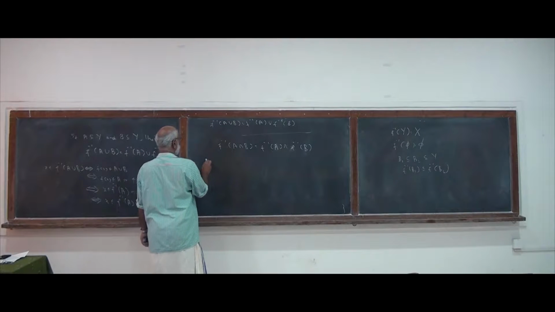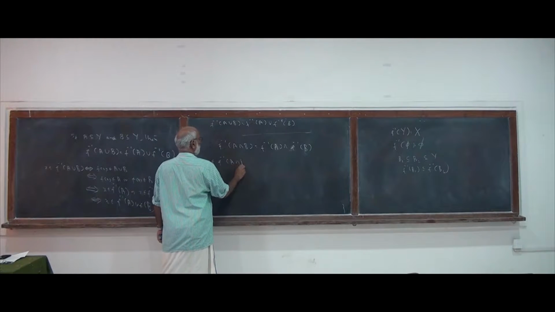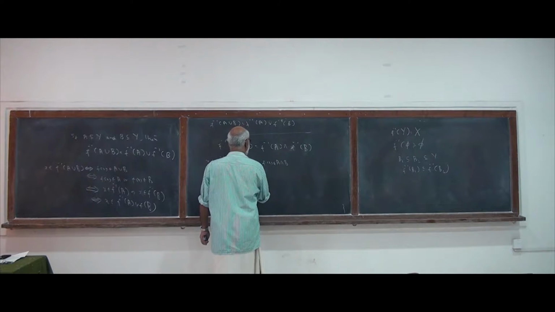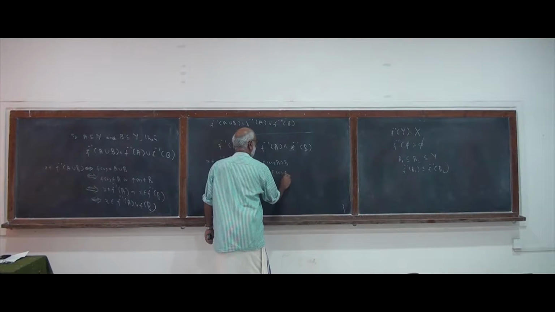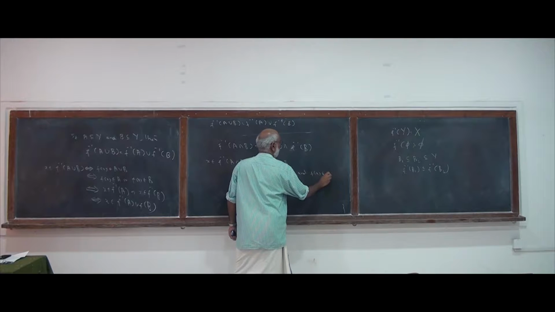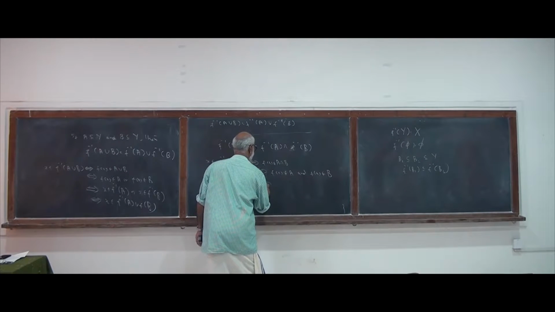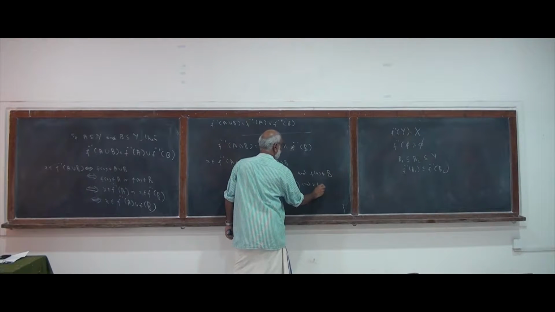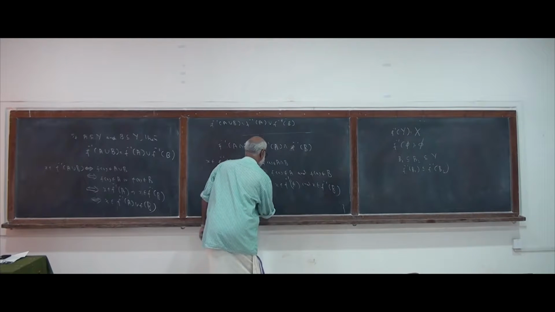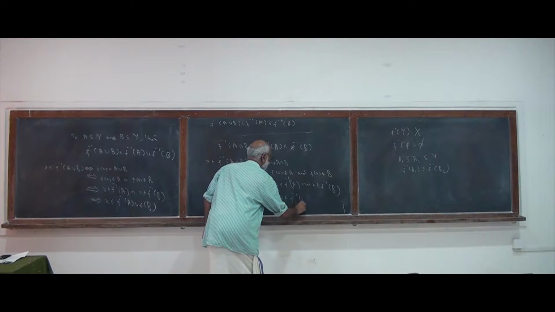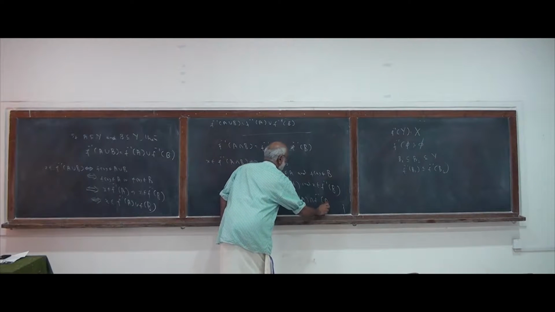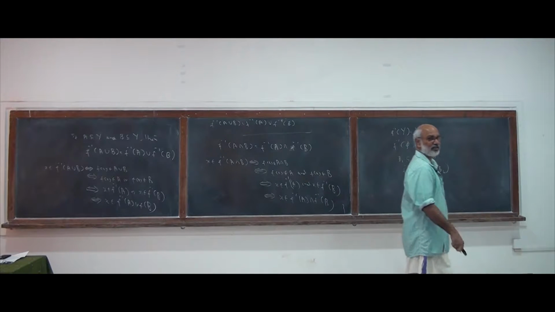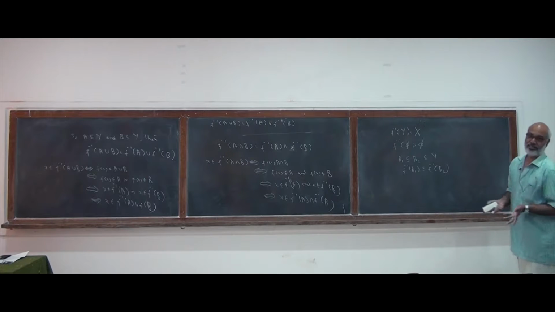How to prove this? Proof is easy. x belongs to f inverse of A intersection B if and only if f(x) belongs to A intersection B if and only if f(x) belongs to A and f(x) belongs to B if and only if x belongs to f inverse of A and x belongs to f inverse of B. This happens if and only if x belongs to f inverse of A intersection f inverse of B. So f inverse of A intersection B is equal to f inverse of A intersection f inverse of B. So the inverse image of an intersection is the intersection of the inverse images.